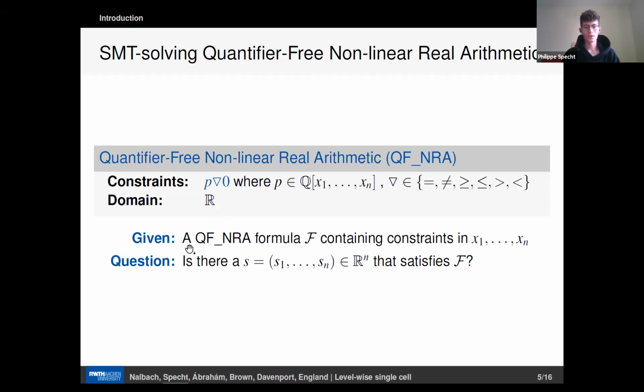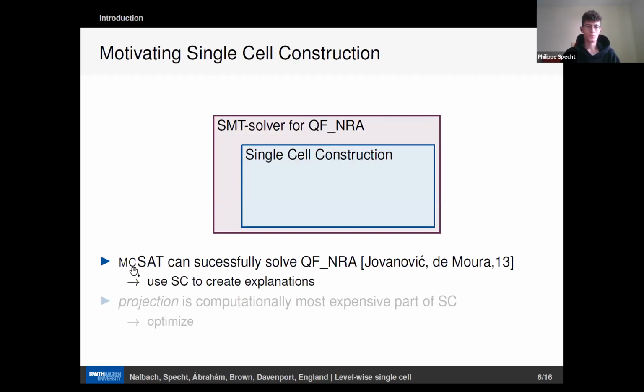And now the question is, when we're given a QFNRA formula, so a Boolean structure containing literals of this form in constraints in variables x1 to xn, can we find such an assignment s1 to sn in real space so that f evaluates to true? One way of going about this is by using MCSAT, which was introduced by Jovanović and de Moura in 2013. This is just a framework, so we can use different things in there other than single cell construction, but single cell construction can be used in this context.